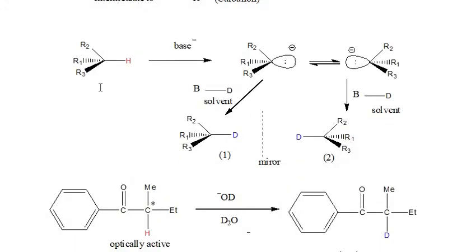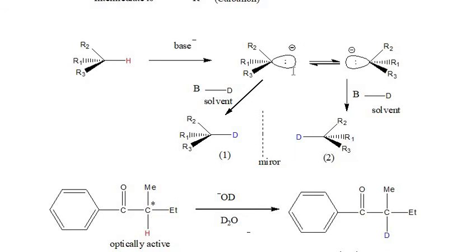This is the detailed mechanism for an optically active compound. Here the compound has one chiral carbon because it is attached with R1, R2, R3 groups, which may be different from each other, and the hydrogen is represented here by red color, which is abstracted by the base. The base abstracts H and a carbanion forms during the reaction mechanism.